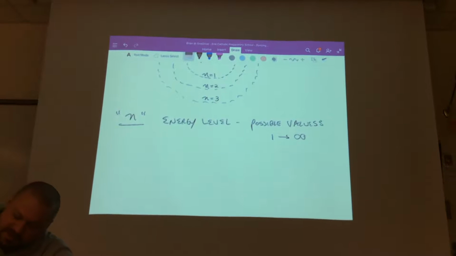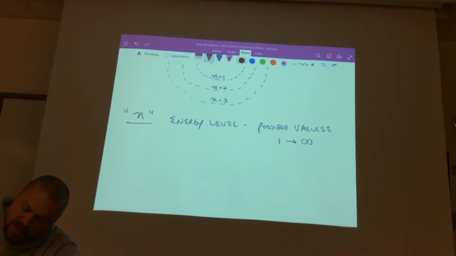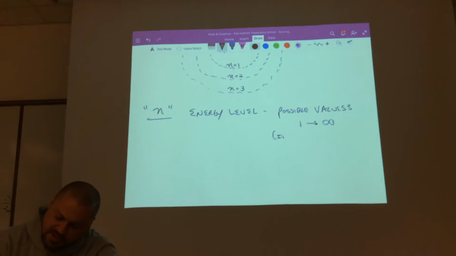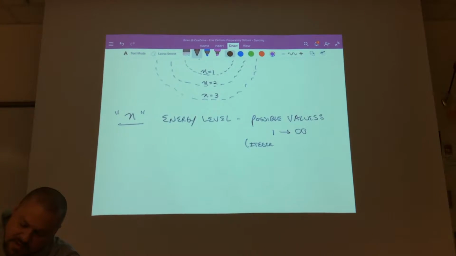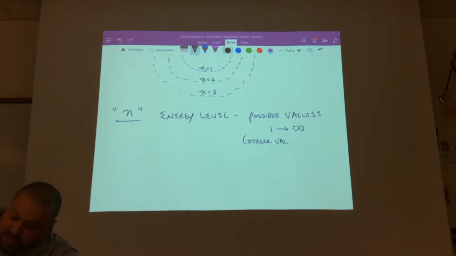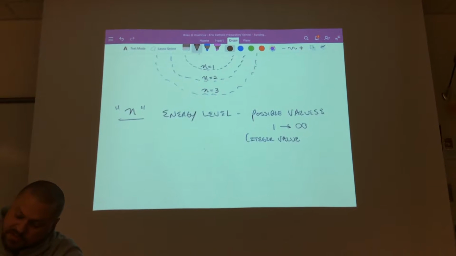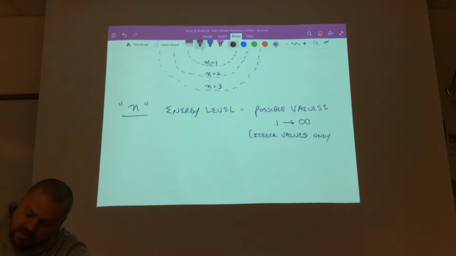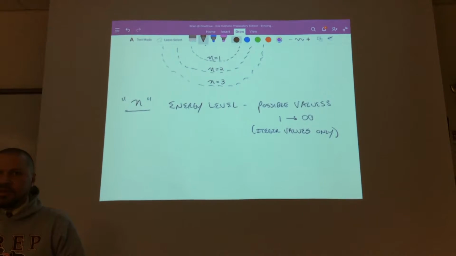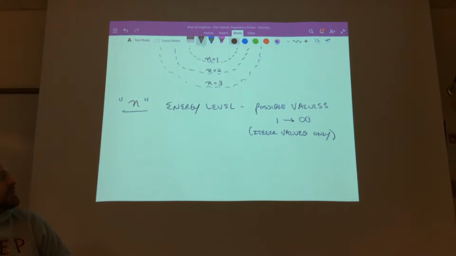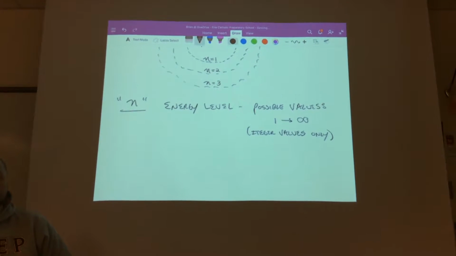Okay, and to keep in mind, these are integer values. So what are integers? Real numbers. Yeah, real numbers are whole numbers, right? Integer values only. So there's no 1.5. There's 1, 2, 3, 4, 5, counting numbers.